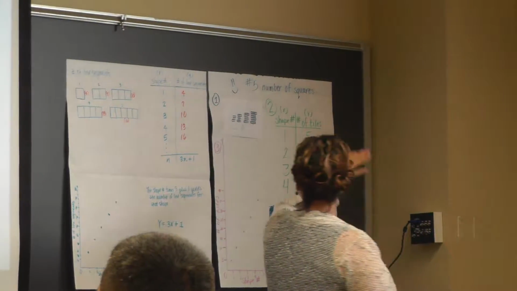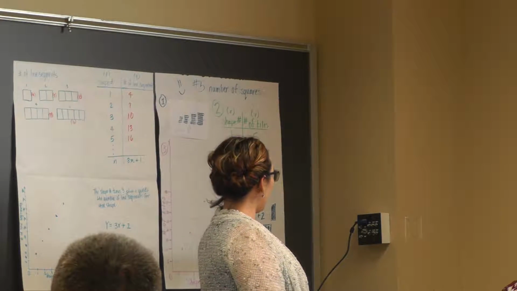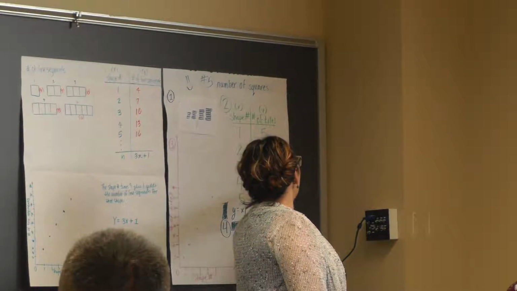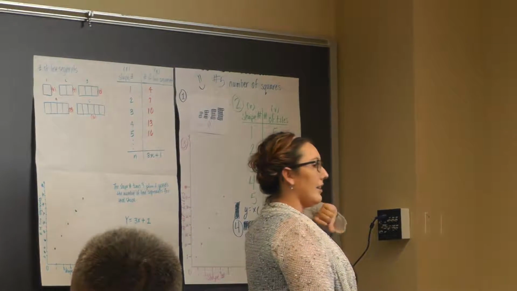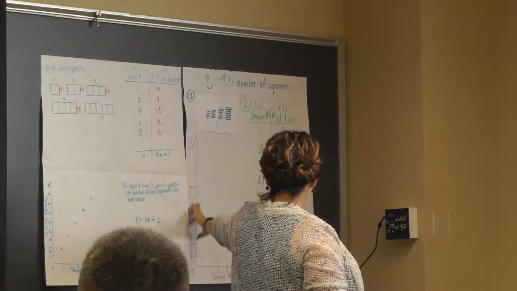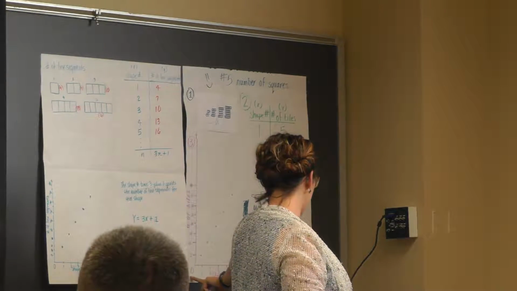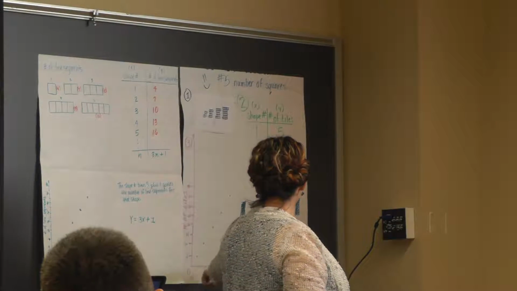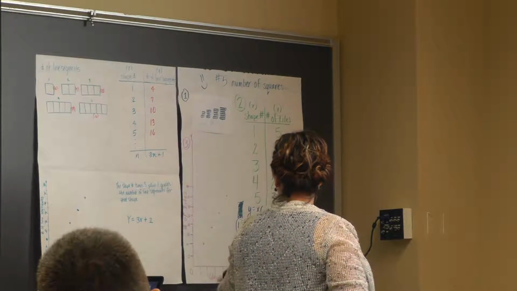Okay, this is our picture. This is our T-chart. So this is the X, which is the shape number. And this is the Y coordinates, which would be the total number of tiles. Okay, number 3, this was our graph. We have our independent, which is on the X-axis, and that's the shape number. And then the dependent would be the number of tiles on the Y-axis.